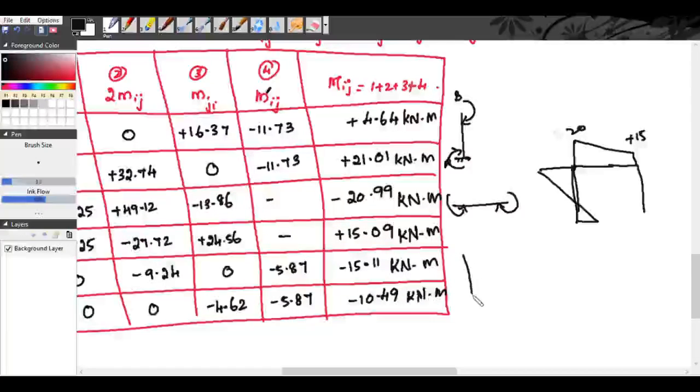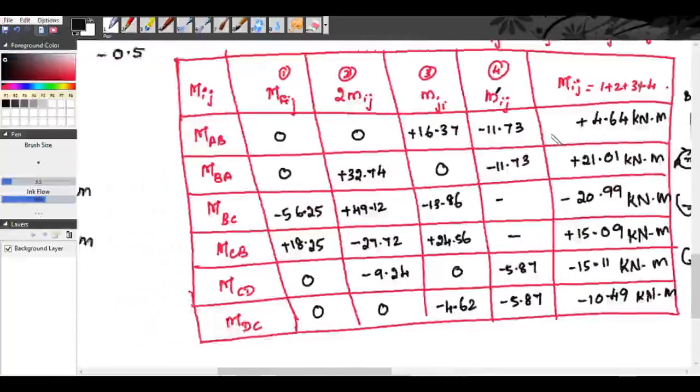Now for CD, it is minus 15.11 and minus 10. Anti-clockwise, anti-clockwise, pointing towards the right and pointing towards the left. So this is how you will draw the bending moment diagram. For the simple beam moment diagram, there is a 20 kilonewton load acting at a distance of 5 meter. So the value is WAB by L.